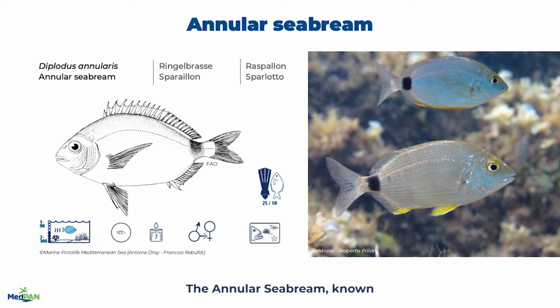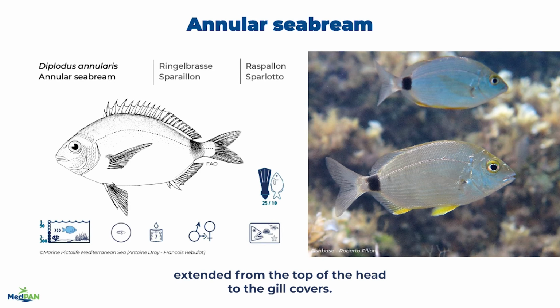The annular sea bream, known scientifically as Diplodus annularis, can grow up to 24 centimeters. This silvery species is recognized by its silvery body featuring a dark band around its tail and a wide vertical dull shade just behind the eye, extending from the top of the head to the gill covers.